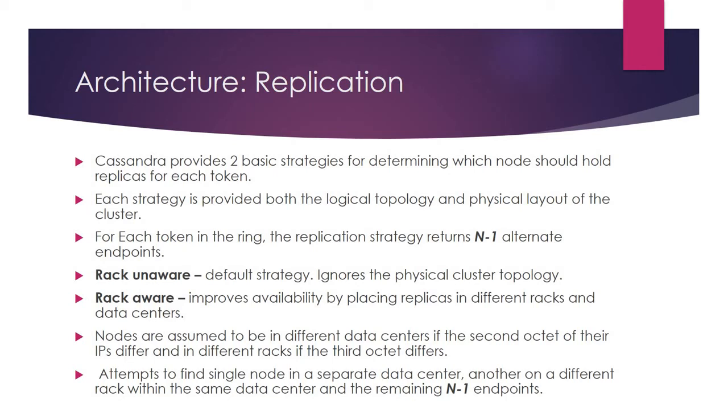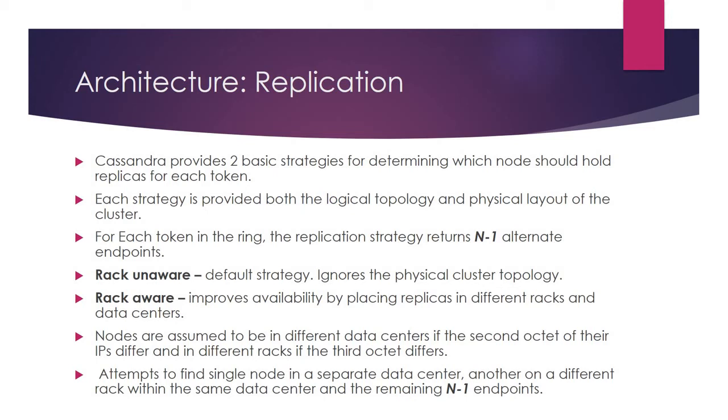This paper provides two strategies in determining which node should actually hold the token. Each strategy is provided both with the logical topology, which we call token ring ordering, and the physical layout, which is something like using IP addresses of the cluster. For each token in the ring, the replication strategy always returns n-1 alternative endpoints.